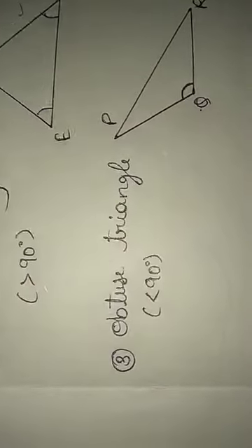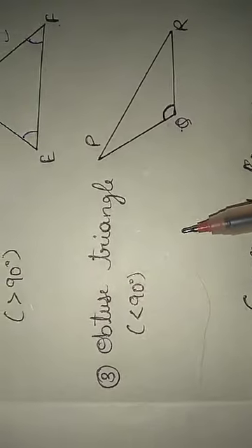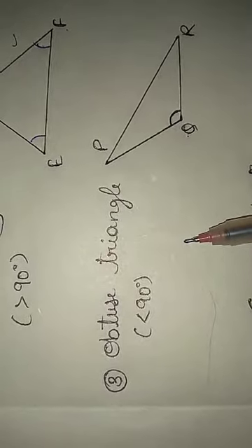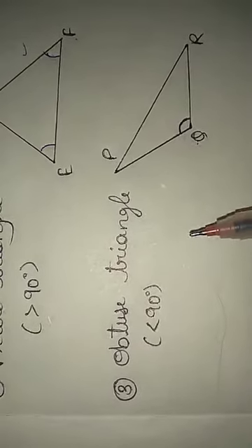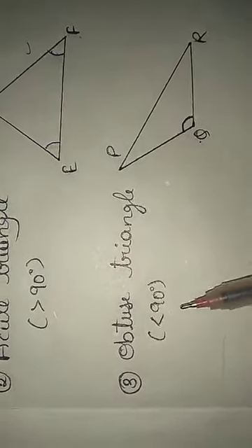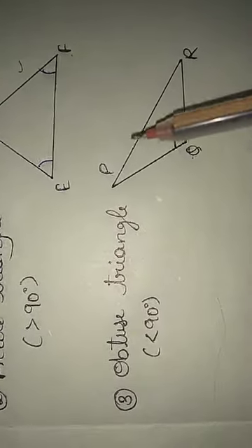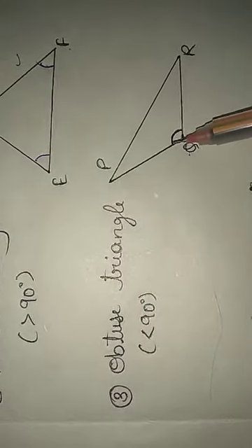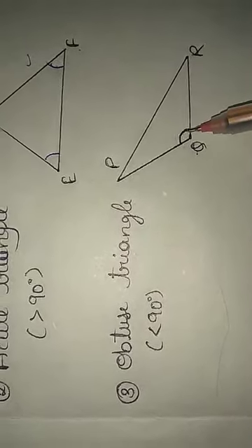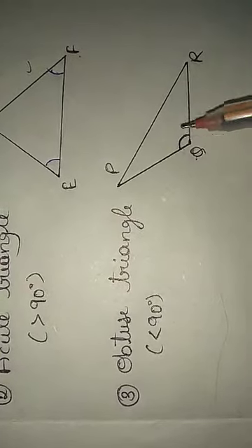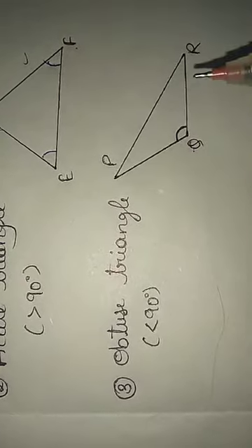Next comes the obtuse triangle. An obtuse triangle is a triangle in which any one angle is obtuse, meaning greater than 90. Suppose I have a triangle PQR. In this triangle, angle Q is greater than 90. Then this triangle is called an obtuse triangle.